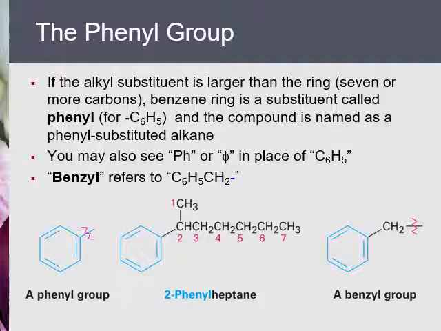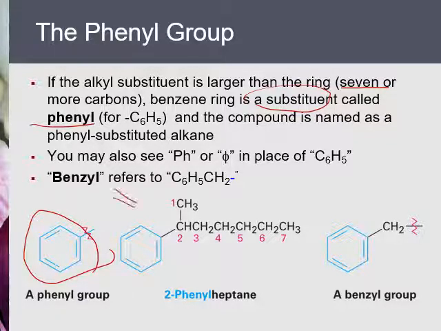If the alkyl group is larger than the benzene ring, remember benzene has 6 carbons. If the alkyl group has 7 or more carbons, then the benzene ring becomes a substituent, which is called a phenyl group. In this molecule, the alkyl group has 7 carbons, and therefore this benzene is called the phenyl group. And because it's on the second carbon, the molecule is called 2-phenylheptane.